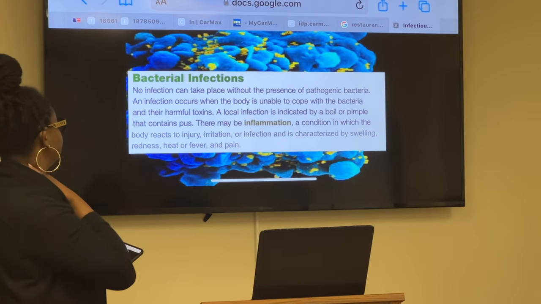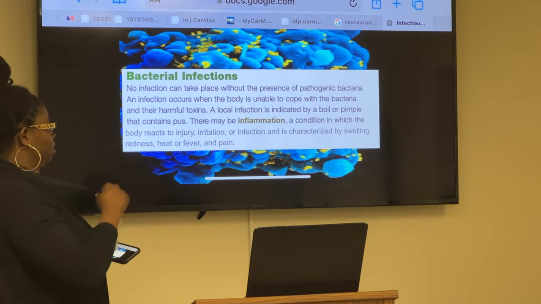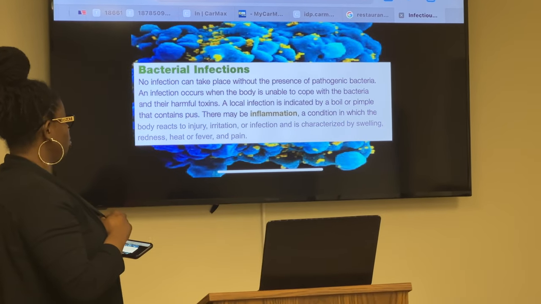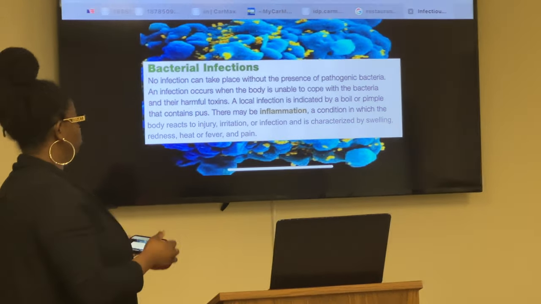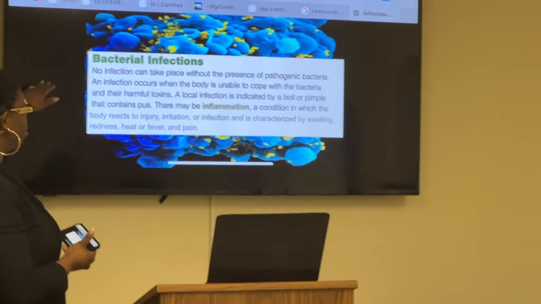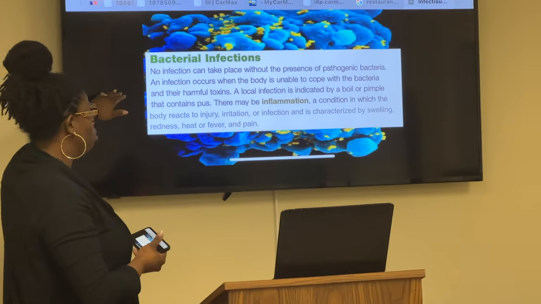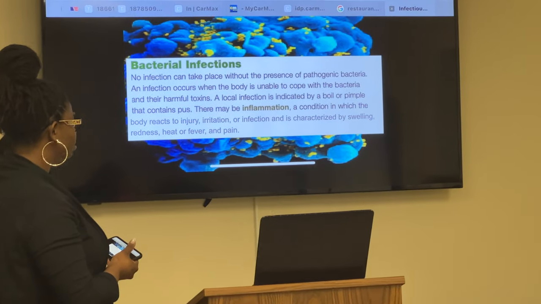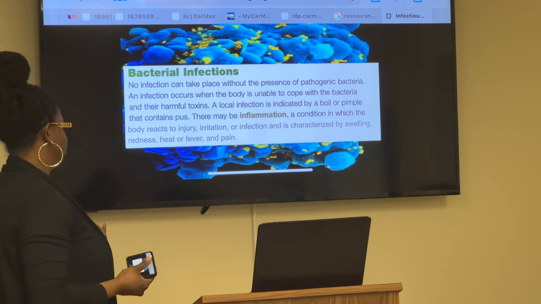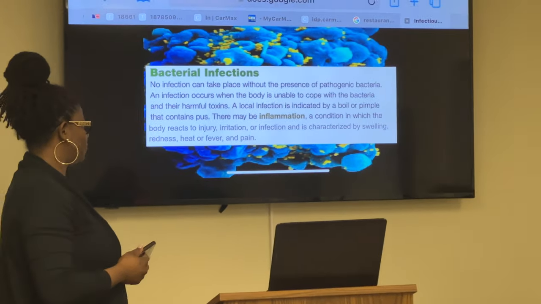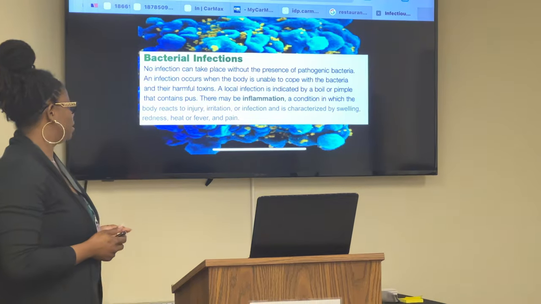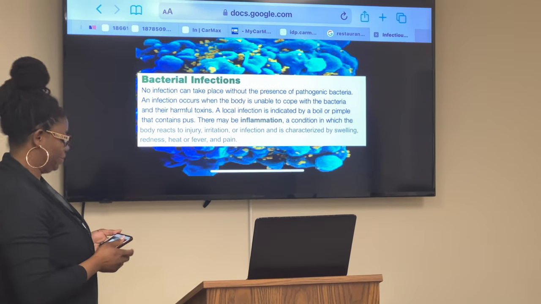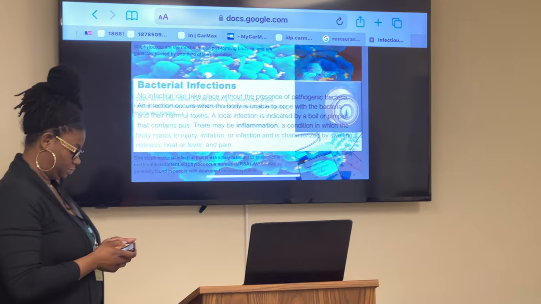So no infection can take place without the presence of pathogenic bacteria. And it's telling you about how infection occurred again. A local infection is indicated by a boil or pimple that contains pus. There may be inflammation, a condition in which the body reacts to injury, irritation, or infection, and is characterized by swelling, redness, heat, or fever and pain.